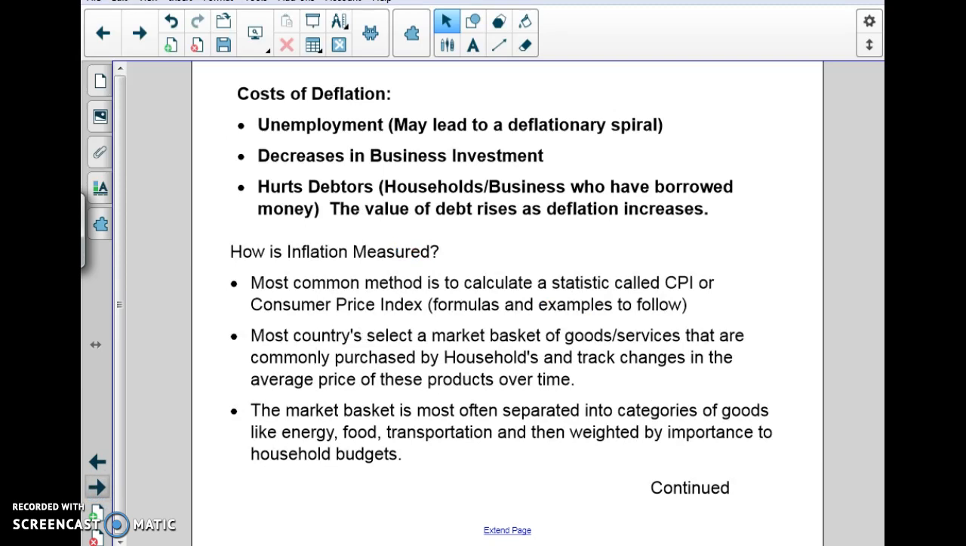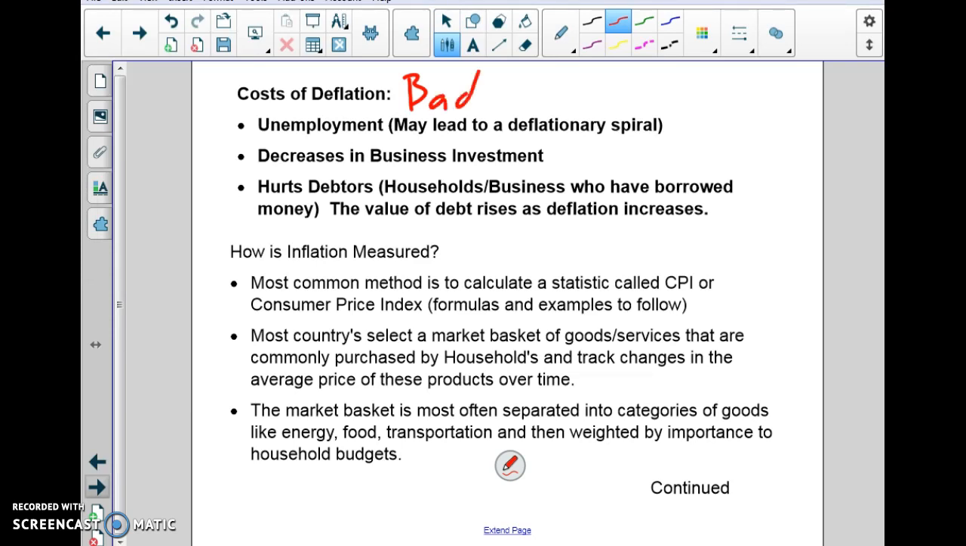Now, why is bad deflation bad? Let's put that up there. Costs of bad deflation. Well, we know since it happens during a recession, it's usually going to cause unemployment. That unemployment means people are going to spend less money, which can lead to more deflation. We call that a deflationary spiral. Businesses are not going to want to invest and spend because of the poor economy. And this is important, it really hurts people that borrow money.